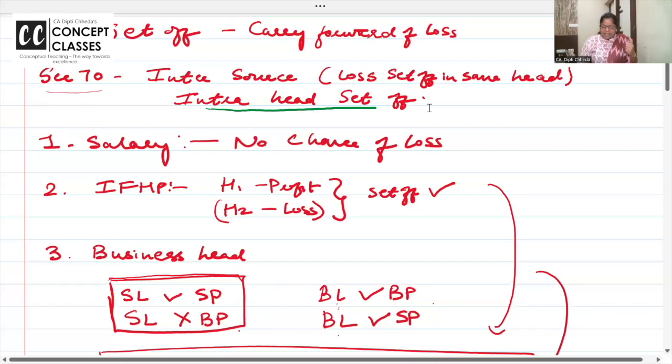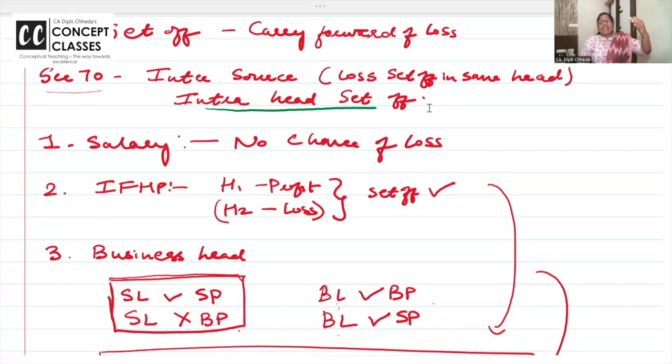Let's do it together. So the first one is within the same head, intra head. Can we set off the losses within the same head? Yes. Let us start with salary. In case of salary, basic, DA, commission, allowance, perquisite, whatever is gross salary, standard deduction is allowed up to 50,000 if you opt out of the default tax regime, and 75,000 if you opt in for the default tax regime.